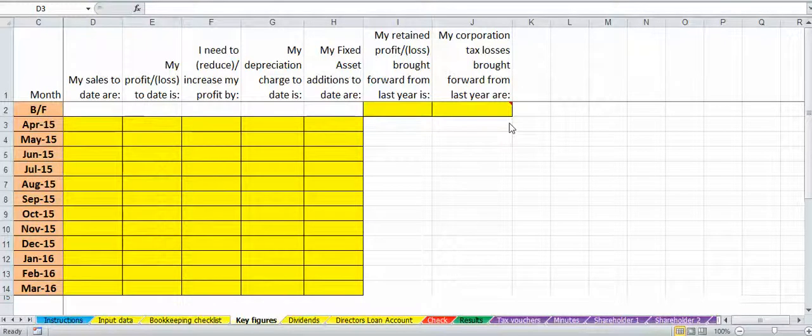Welcome to this video showing you how to use the key figures worksheet in your workbook.